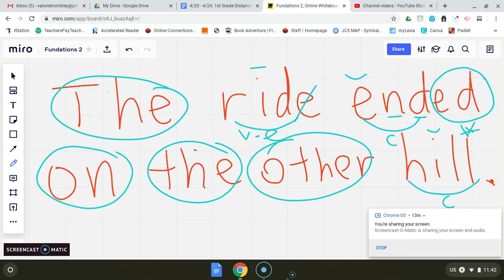Hopefully you found all of your words to mark, and you have the same sentence I have. The ride ended on the other hill. You guys did an awesome job today practicing on our vowel consonant E words with a suffix on the end.